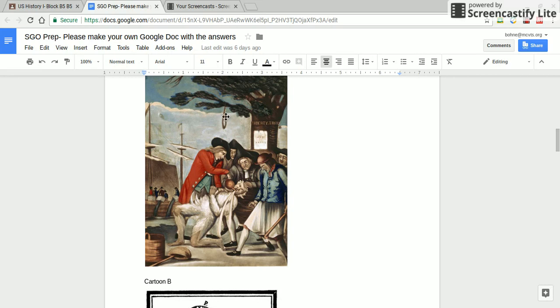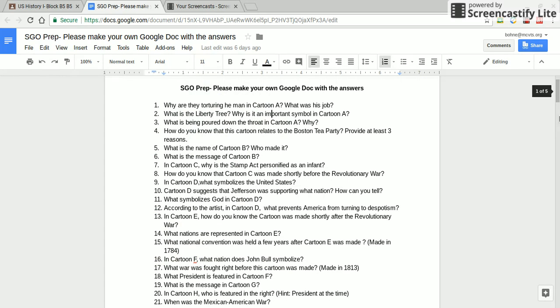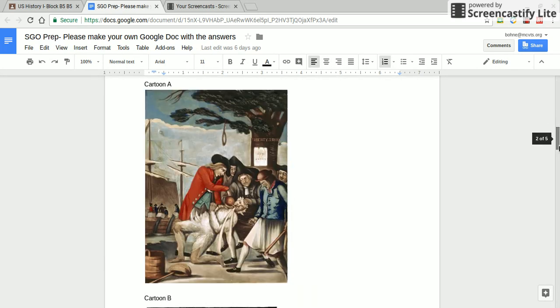You see, there's also a noose there, right? So what do you think is being poured down his throat if they're protesting the tea tax? Well, then it's most likely tea, right? So not only is he tarred and feathered, which is painful, but hot tea is being poured down his throat, which is a form of torture in itself. All right. So that's that one.